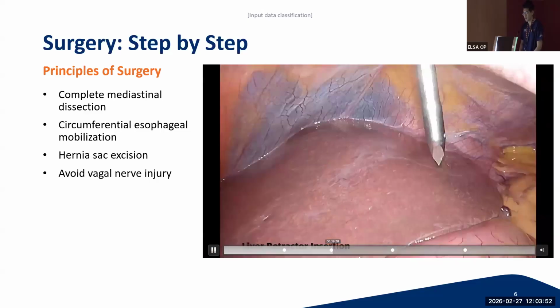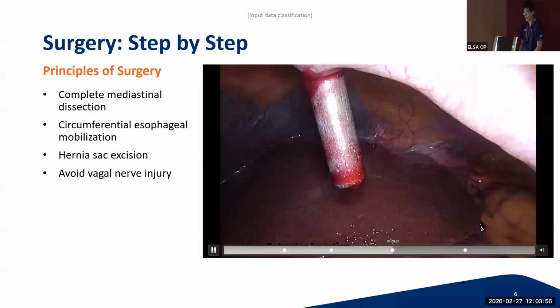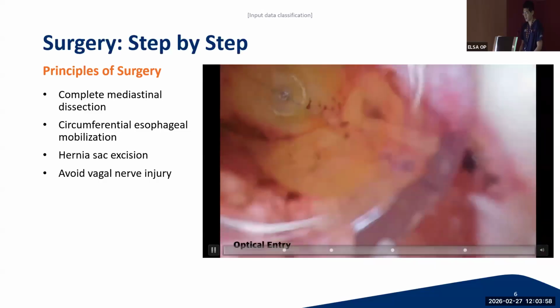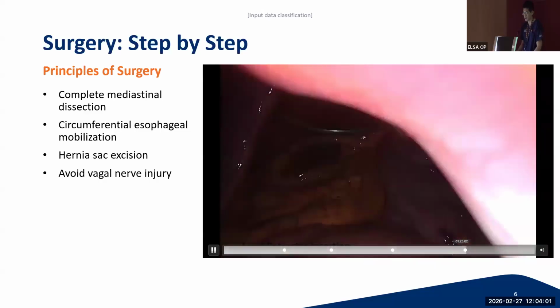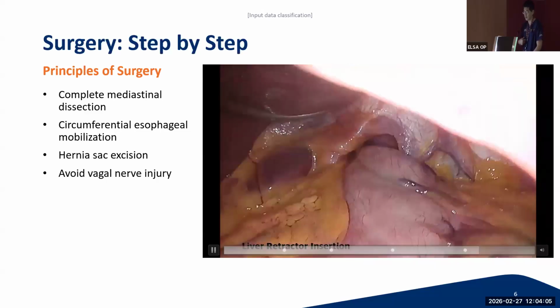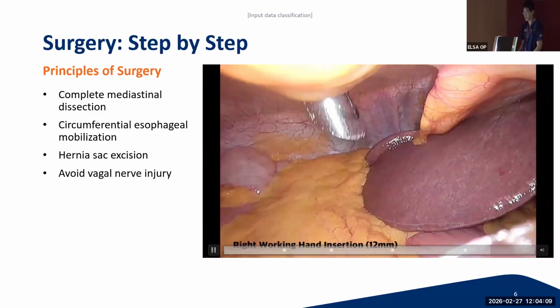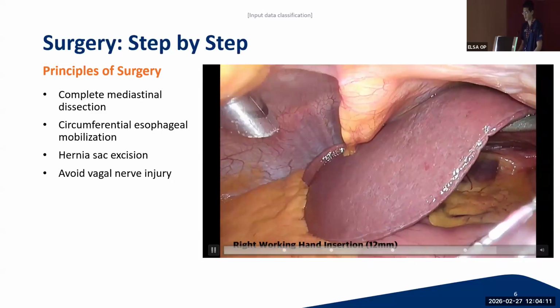The initial setup of the operation is quite simple. You really just have to put in the liver retractor and then put in your working ports, which is what we showed just now. On the right side of the patient, on the right flank, so one here and this one usually next to the falciform ligament.